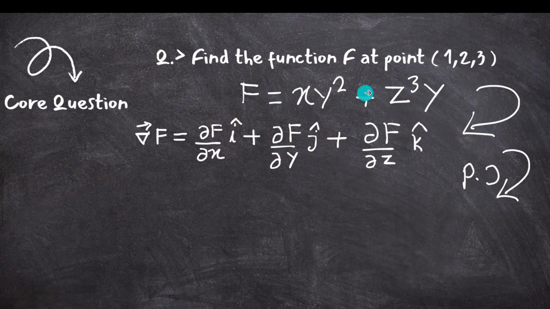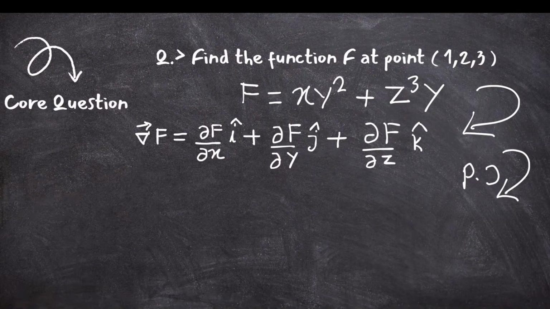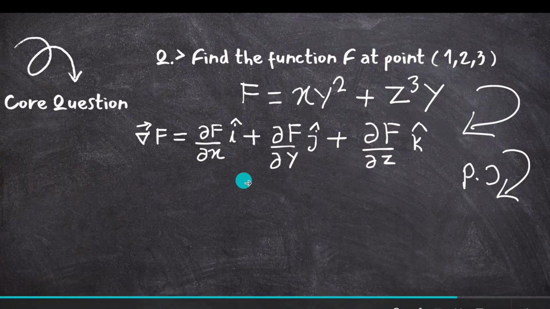So simply we have to put this function in the place of this f, at all three places, and then we have to find the PD, partial differentiation, and then we can easily get the answer. So I hope you all enjoyed. It is very simple, finding a partial differentiation.